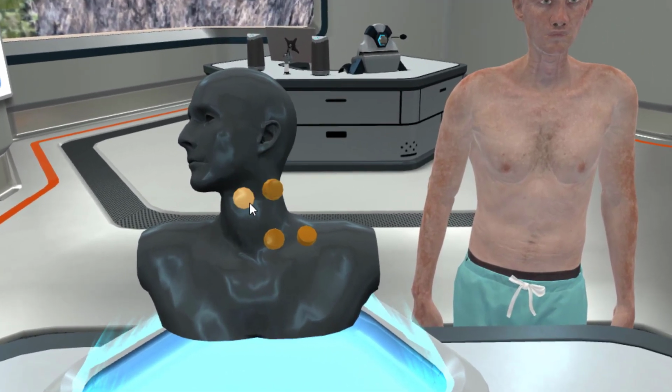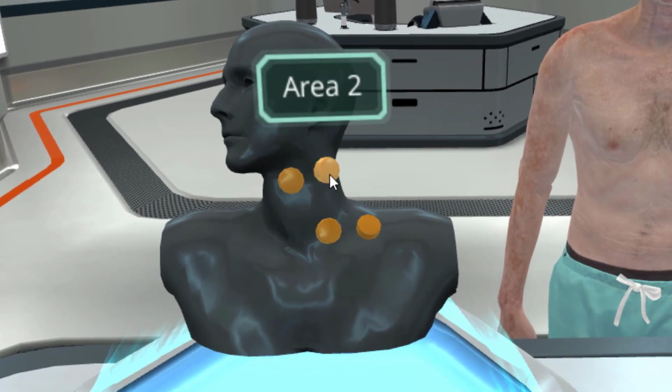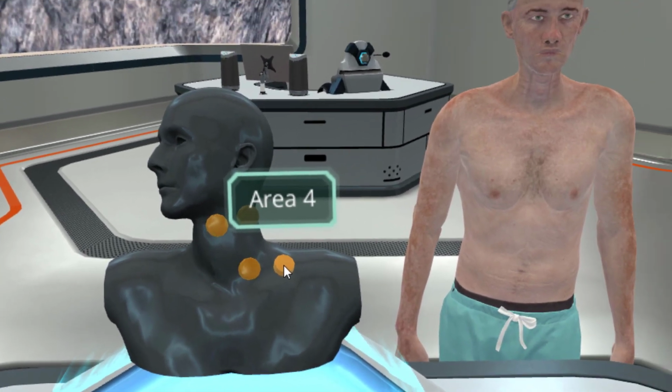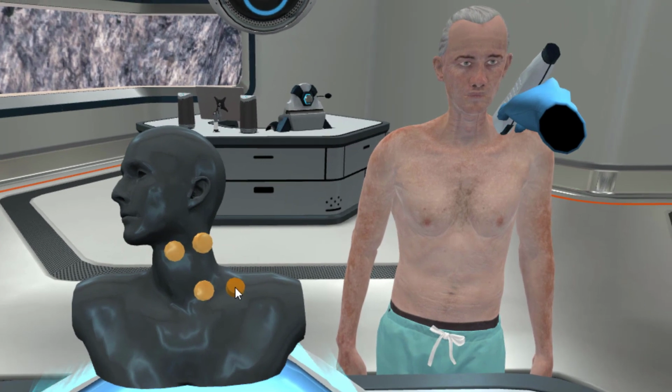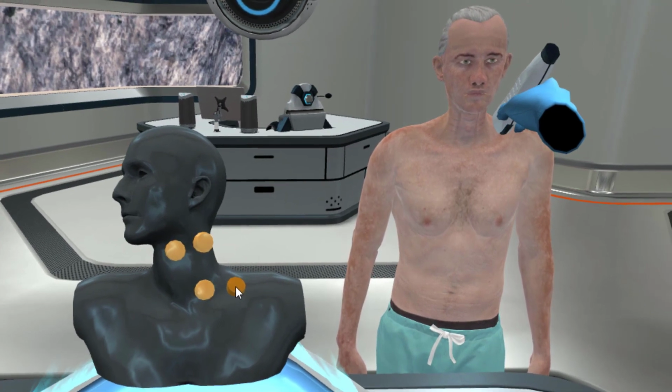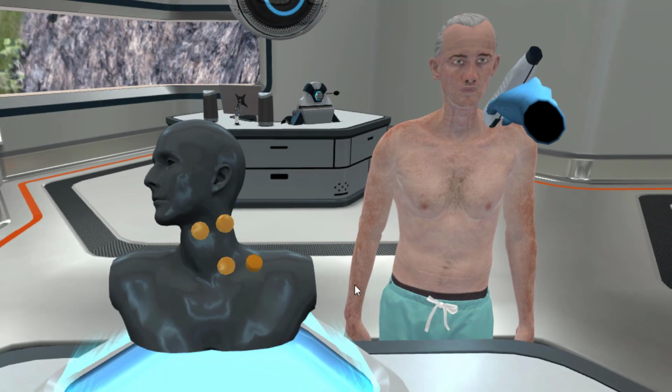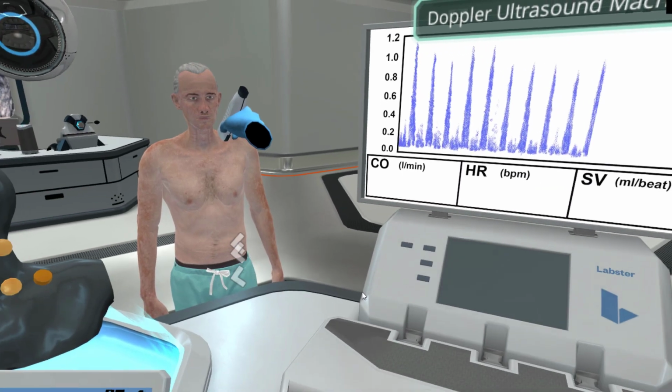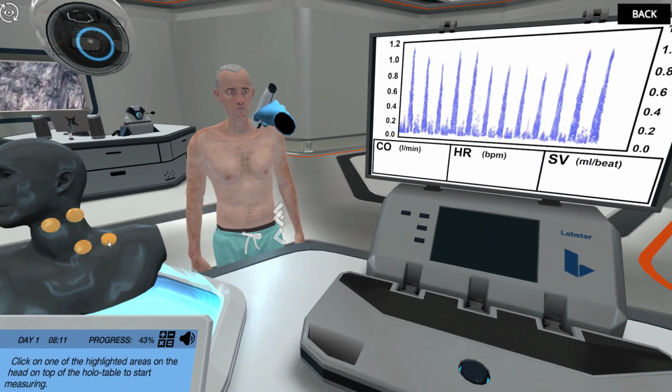We can use the model of the patient's head on the hollow table to your left to see possible locations more clearly. The right area is called supraclavicular fossa area. If you choose the correct location you will see a pulsatile signal. Click on one of the highlighted areas on the head on top of the hollow table to start measuring.